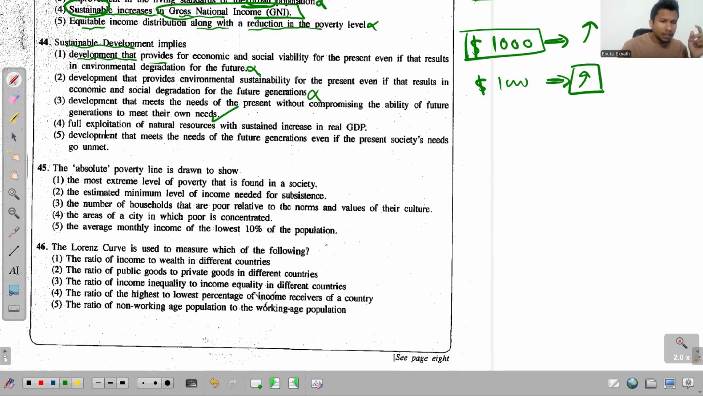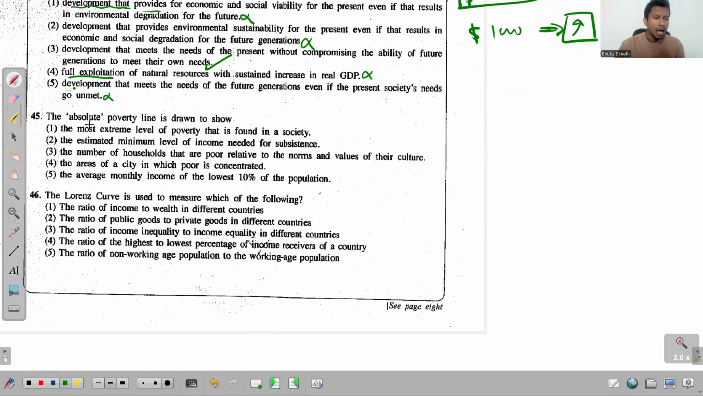The fourth option says full exploitation. That will never be the answer. The fifth one, development that meets the needs of future generations, even if the present society's needs go unmet, which is again not relevant for this, totally ignorable. 45. Absolute poverty line is drawn to show.